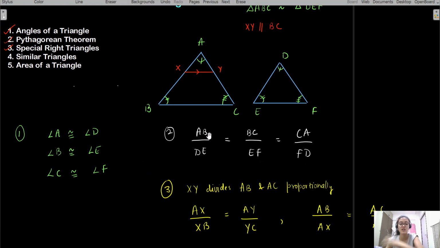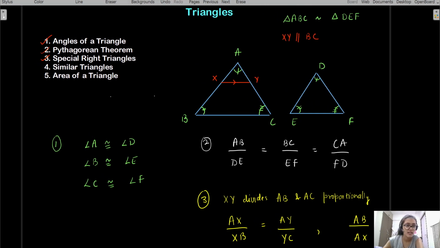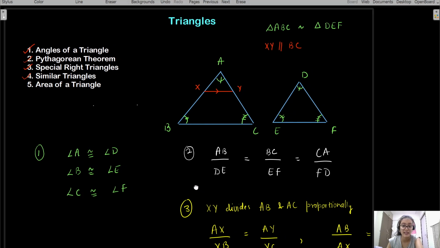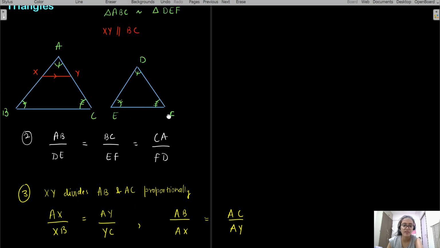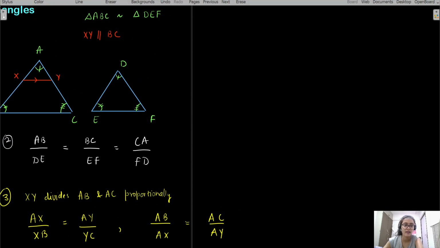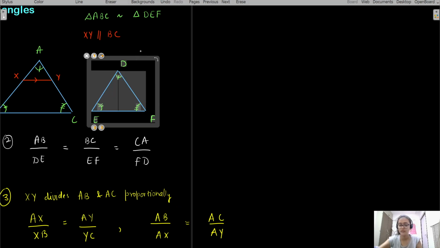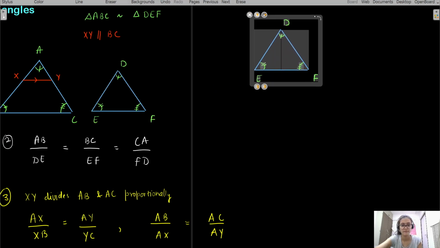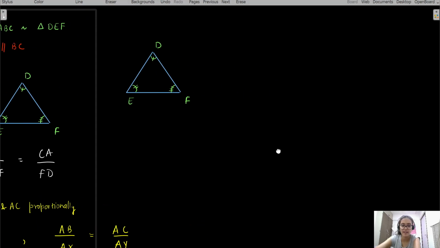This is actually a corollary of the second concept. Okay, so this completes the concept of similar triangles. Then last but not the least, we have area of a triangle. So we all know that area of a triangle is given by, I'm gonna copy this triangle. Let's say we have this triangle and we have to find out the area of this triangle.